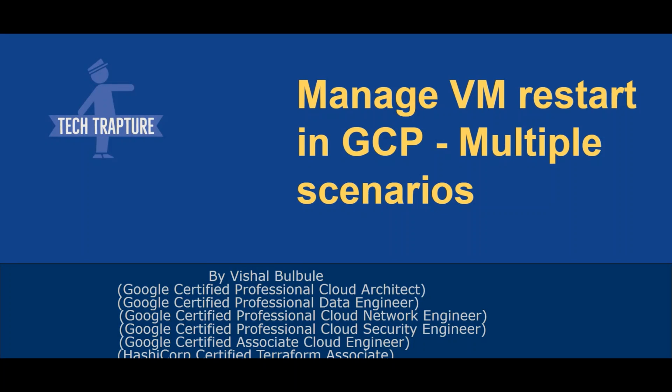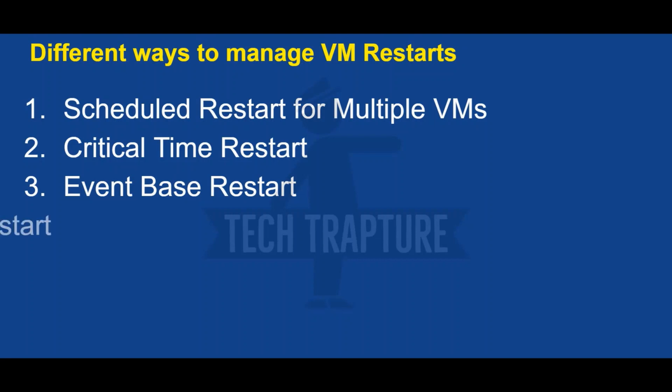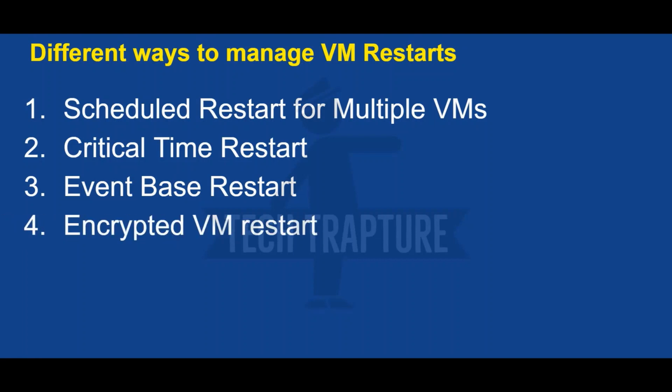Hello all. Now we'll move ahead with this series to manage VM restart in Google Cloud. We already covered a few of the scenarios in our previous videos. Those scenarios were scheduled restart for multiple VMs, critical time restart using Cloud Scheduler, and event-based restart using a Cloud Function. And now in this video we'll see how we can restart multiple VMs using a VM instance schedule, but the VM disk will be encrypted.